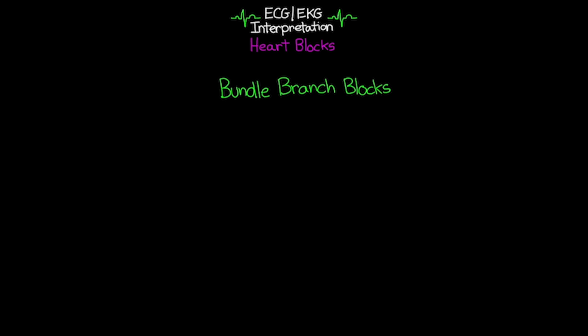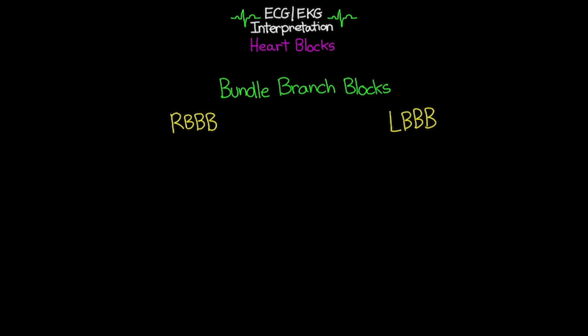Essentially what's happening with our bundle branch blocks is that one of the bundle branch pathways is blocked and is not allowing that high-speed signal to get to that side of the heart. This causes the depolarization to move very slowly across that ventricle. There's primarily two types of bundle branch blocks that we're going to worry about: our left bundle branch block and our right bundle branch block.